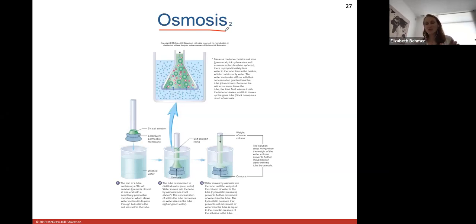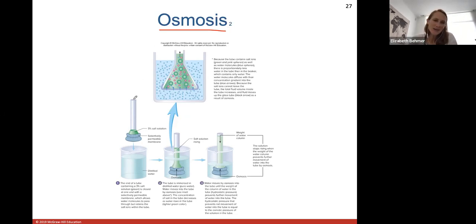Another way of saying that is water will always move into an area where there's a greater concentration of solutes. And sometimes I tell students, if you can remember the phrase, solutes suck the water into them. And that's the way water travels, by osmosis.